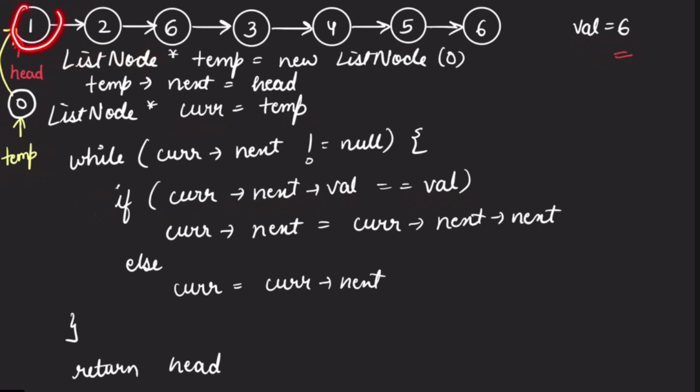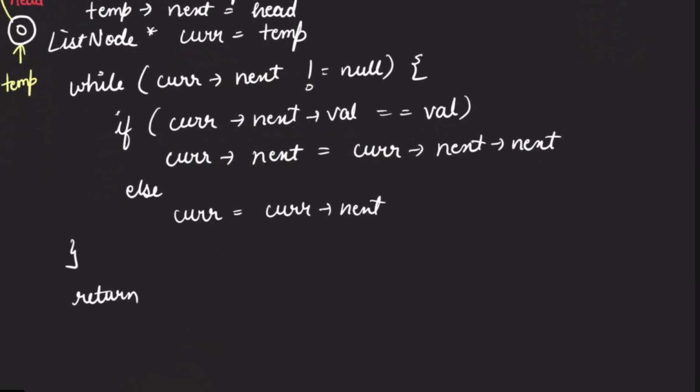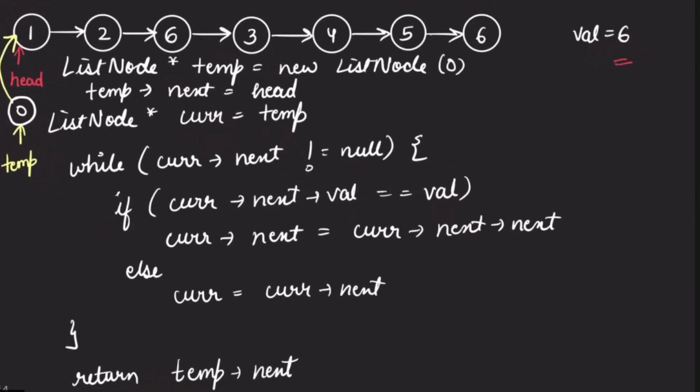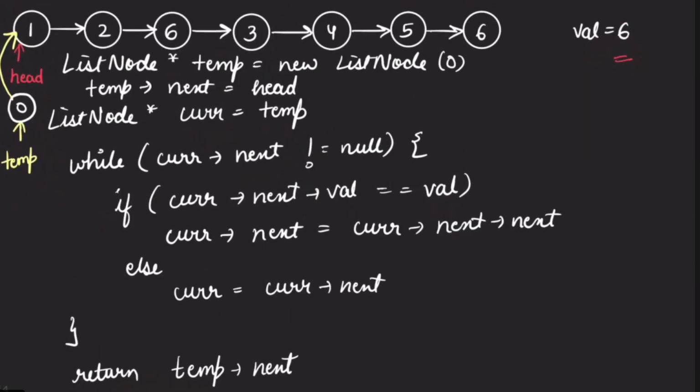So in this case, the head is this. And if the head's value was equal to val, in that case your head would become this node. So what will you return here? You need to return your new head, which will always be present in temp's next, because temp's next is pointing here. And if this node was removed, then it would point here. So we can return temp's next here. So this is how we would be able to approach this problem.